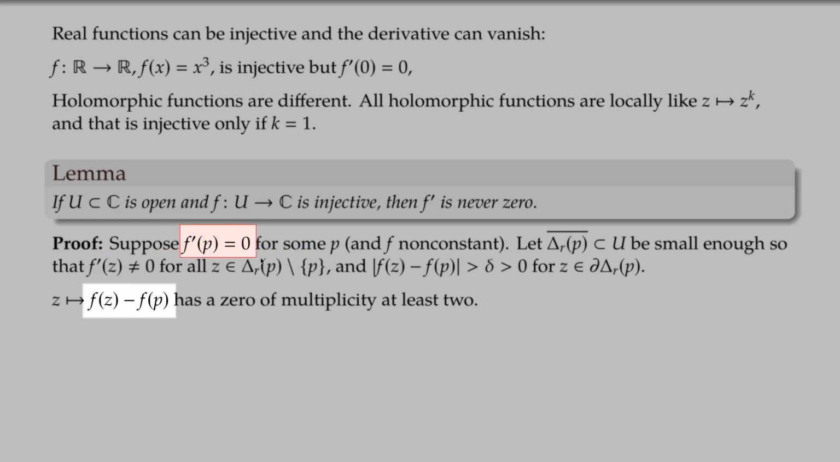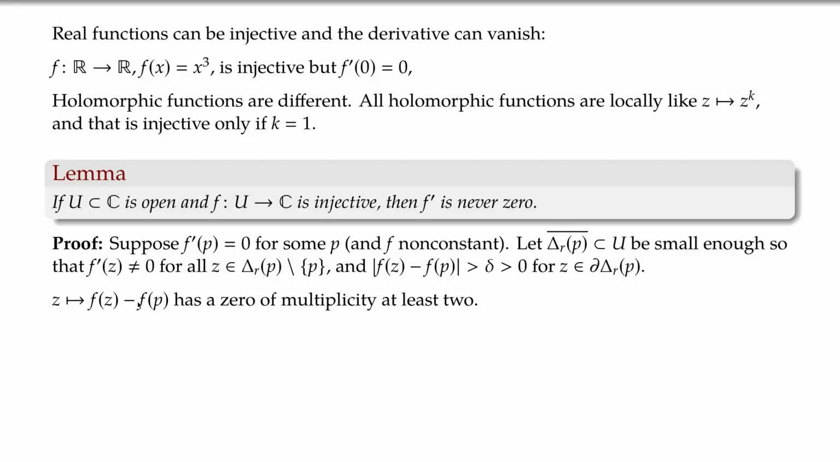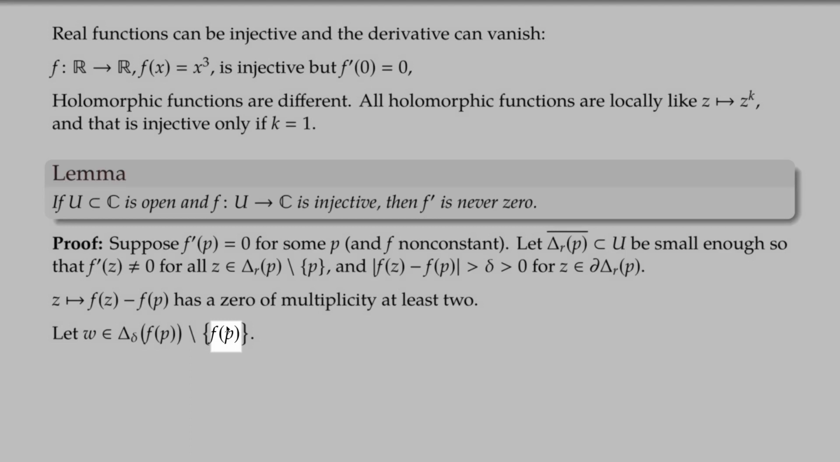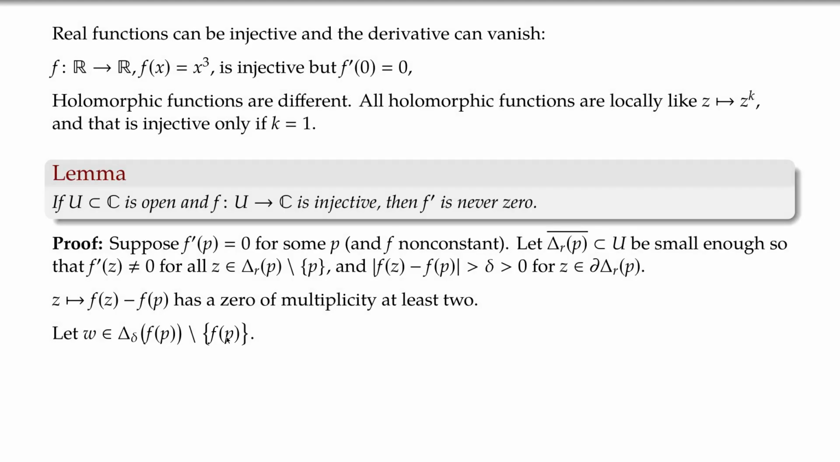The derivative is equal to 0 at p, right? So therefore, if I have a function that is 0 and its derivative is 0, it has a zero of multiplicity at least 2 at that point, right? And so now take w in this delta disk, suppose it's not f of p, just any other w, and we apply Rouché just like we did with the open mapping theorem.